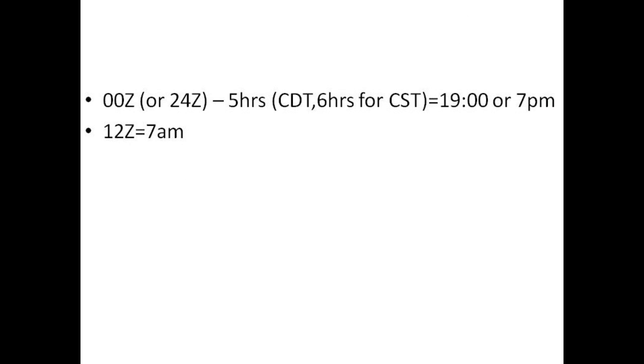For those of you who are unfamiliar with universal time, 0Z or 24Z is the universal timestamp. For Central Standard Time, you subtract 6 hours from this 24-hour clock, which would give you a time of around 18 military time or 6 p.m. For Central Daylight Time, you would subtract 5 hours, which would give you a local time of around 7 p.m. For 12Z, it is exactly 12 hours later, so it would be 7 a.m. or 6 a.m. for Central Standard Time.